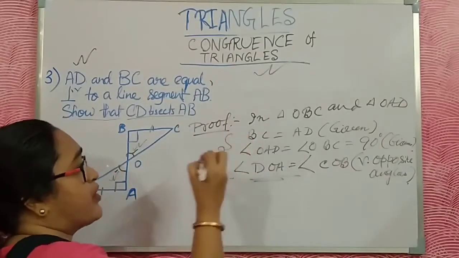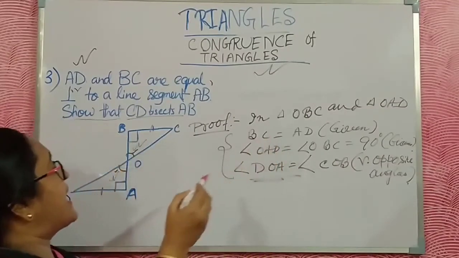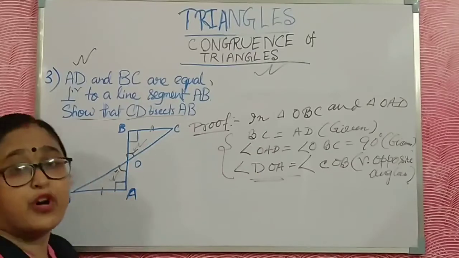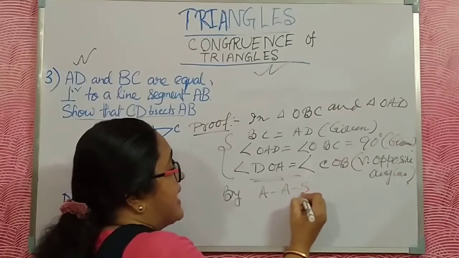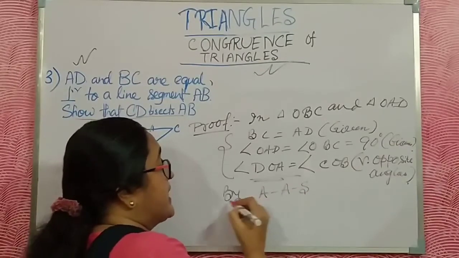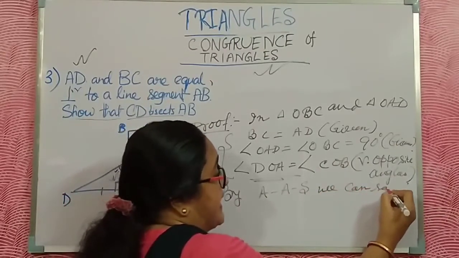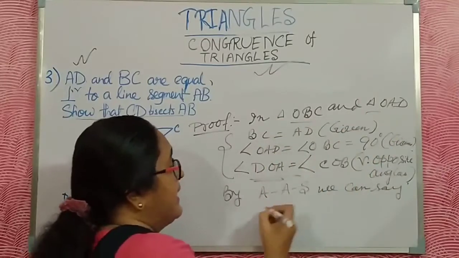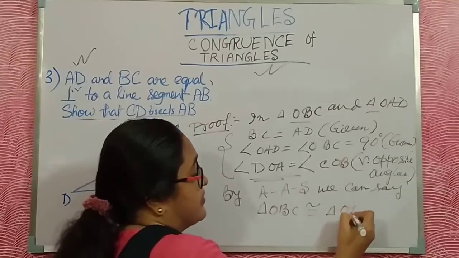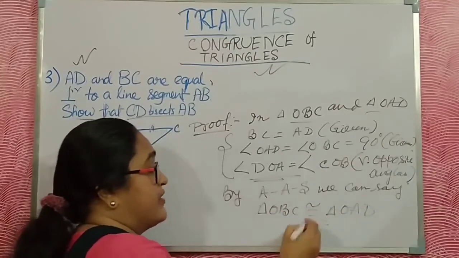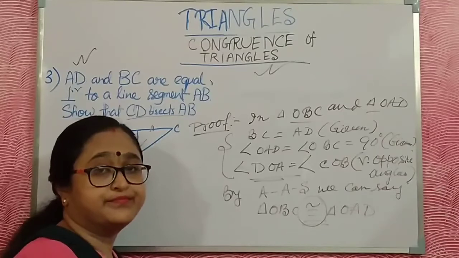And we use which property of congruency? This is the angle side property. By angle side, we can say these two triangles are congruent. Do you know? This is the congruency sign. All of you know, I already discussed this is the congruency sign. Okay.